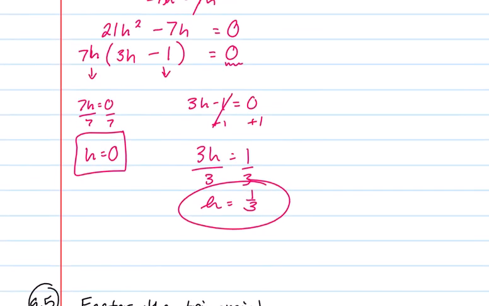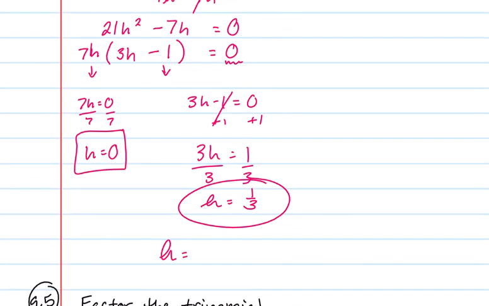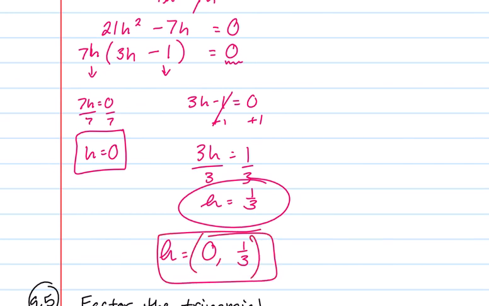So your final solution is going to look something like h equals 0, 1/3. 0 and 1/3. Alright, it is not a point. Do not put parentheses on there. They're two separate points.